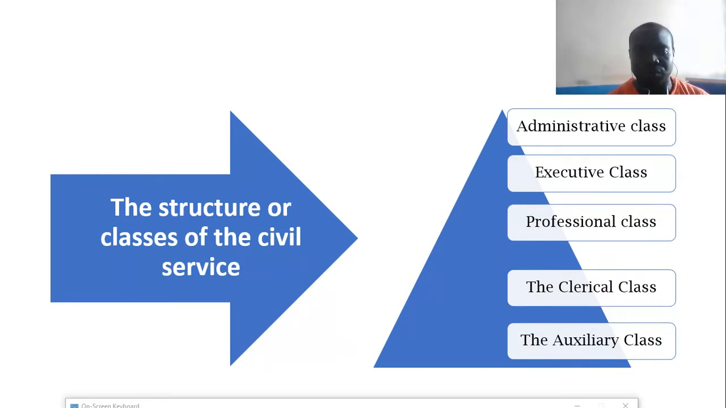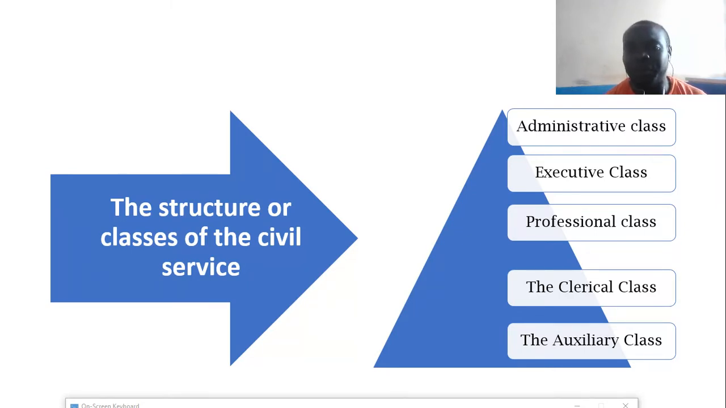Now, the structure or classes of civil service, which is our second learning objective. From top to bottom, we have the administrative class as the highest class in civil service. This administrative class comprises senior civil servants, the highest cadre in civil service, and they are responsible for organizing and coordinating the activities in the ministry.